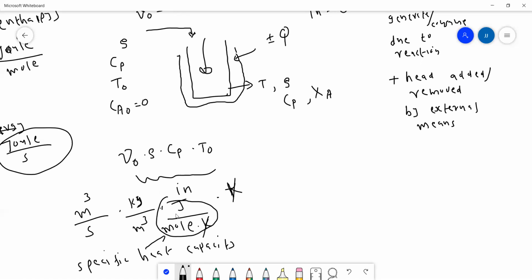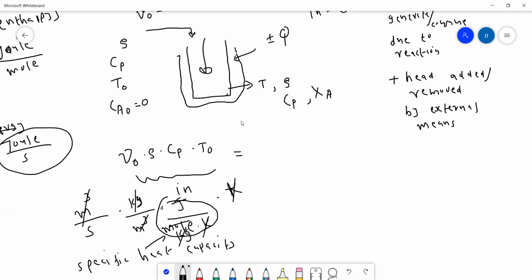Instead of mole, let's write kg. We can convert kg into mole by multiplying or dividing by the molecular weight. This kg again gets cancelled out, meter cube again gets cancelled out. So it is joule per second, and the unit is consistent. So V0, rho, Cp and T0 is the in. Out is equal to this one.